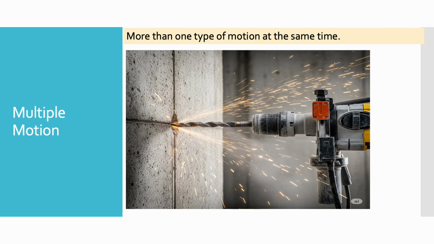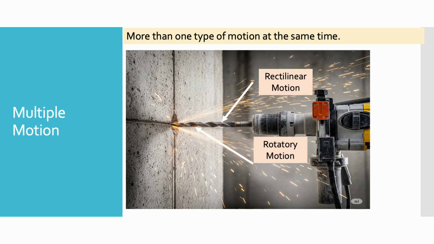Electric drill machine. The drill bit spins, that's rotatory motion. And it also moves forward into the wall, that's rectilinear, straight line. So, one object and two types of motion happening at once. Real life objects often don't move in just one way. They combine motions, and that's what we call multiple motion.